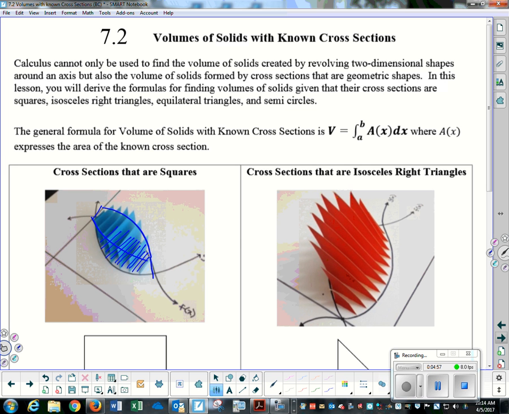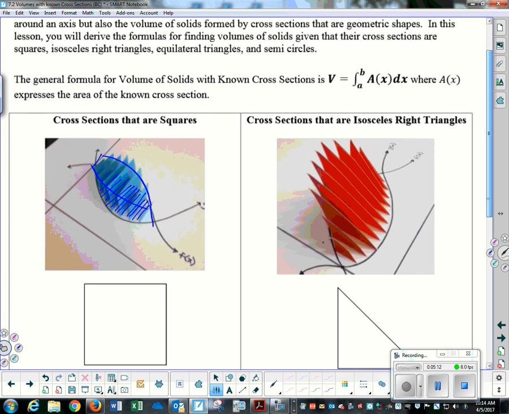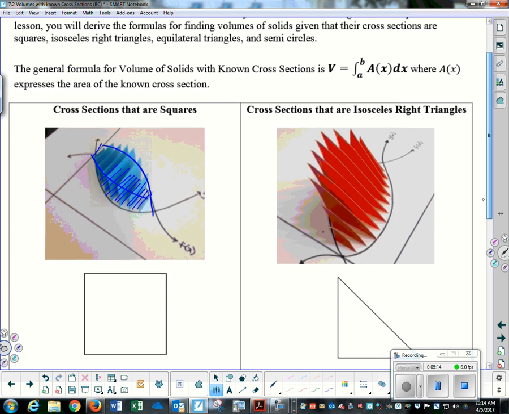The principal ones we're going to work with are the 4 that are on your notes: squares, right isosceles triangles, equilateral triangles, and semicircles. Sometimes rectangles are also used, so I think I might squeeze that in at the end.